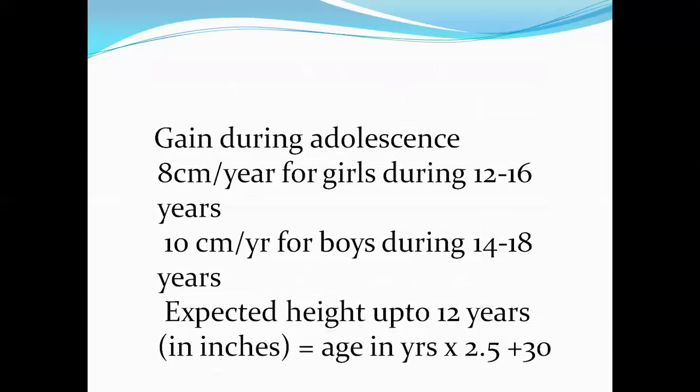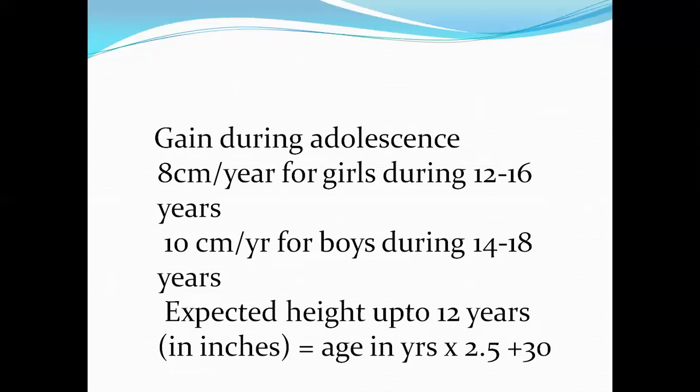Gain during adolescence: for girls, it is 8 centimeter per year, but the time period is 12 to 16 years. It is 10 centimeter per year for boys during 14 to 18 years. So expected height up to 12 years, in inches, is age in years into 2.5 plus 30. Like if the child is 6 years old, then 6 into 2.5 will be 15, 15 plus 30, 45 inches.